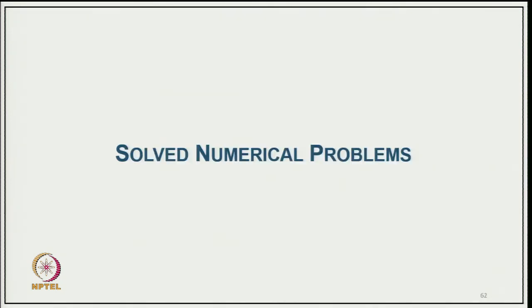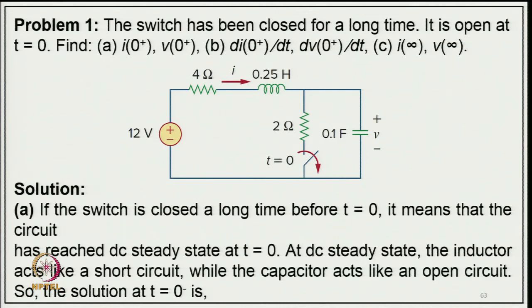So, now coming to the solved numerical problems. Problem number 1: the switch has been closed for a long time and it is opened at t equal to 0. Find i(0+) and v(0+), second, di(0+)/dt and dv(0+)/dt, and third, i(infinity) and v(infinity), typically the i and v at infinite time. The circuit is shown here. The switch was initially closed for a long time and now it is opened at t equal to 0.